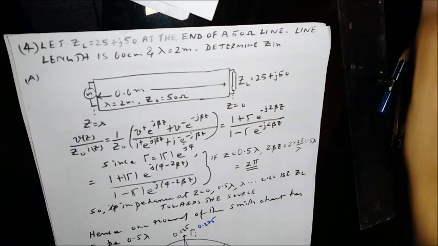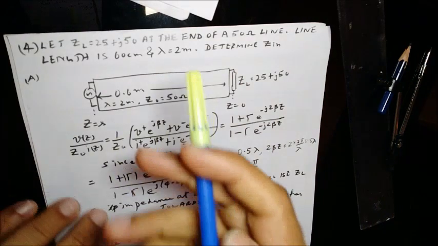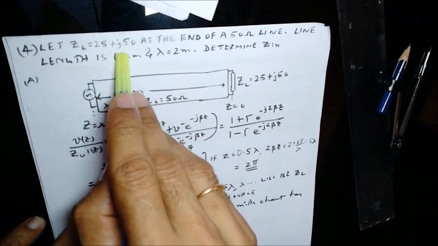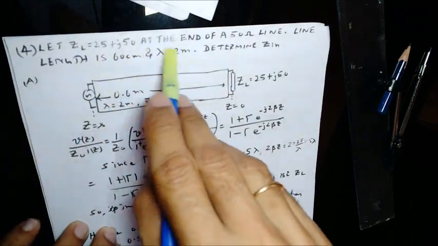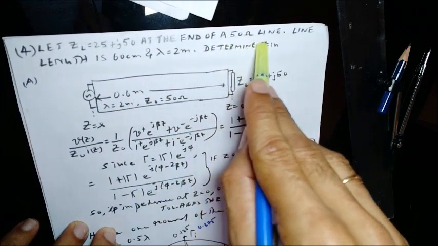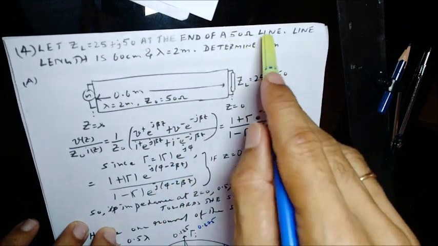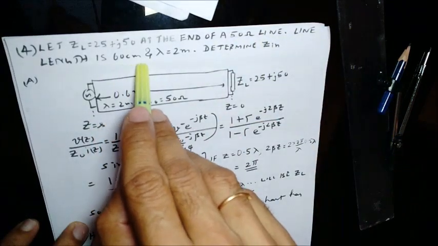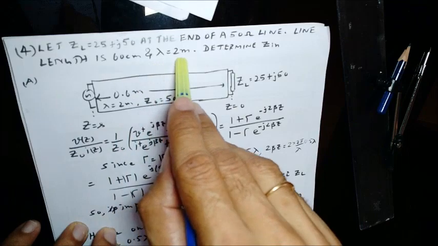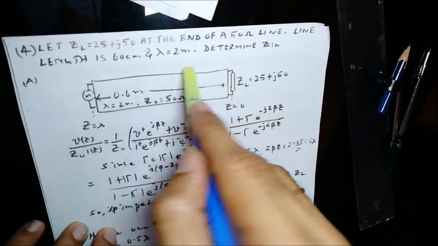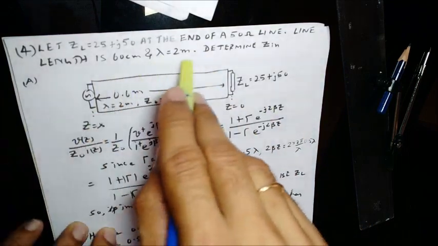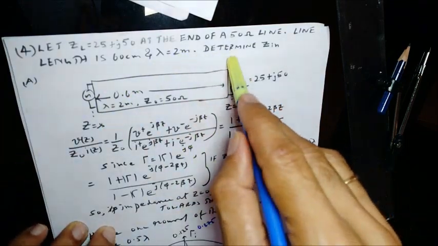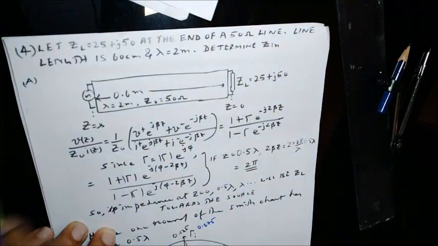So the problem statement is this: let ZL, that is the load impedance, be 25 plus j50 ohms, and let it be at the end of a 50 ohm line. So again, Z0 is 50 ohm. It is a lossless line. Line length is 60 centimeters and the wavelength is 2 meters. So the frequency is such that the operating wavelength is 2 meters. We have to determine Zin, that is the input impedance of the line.